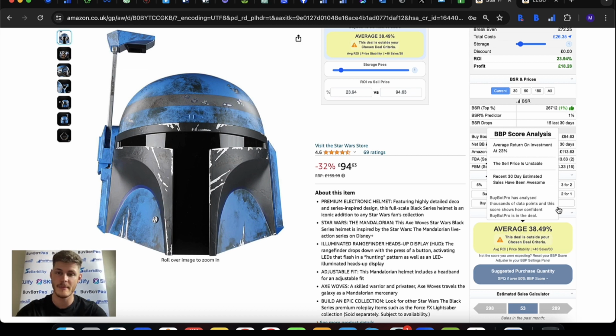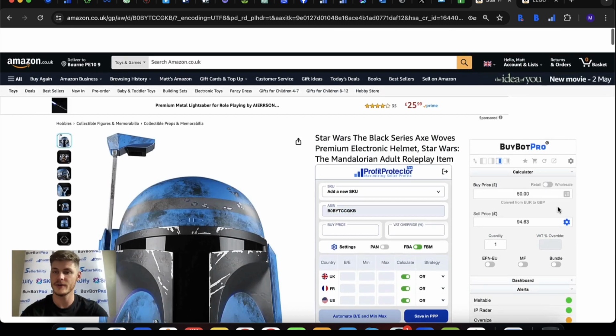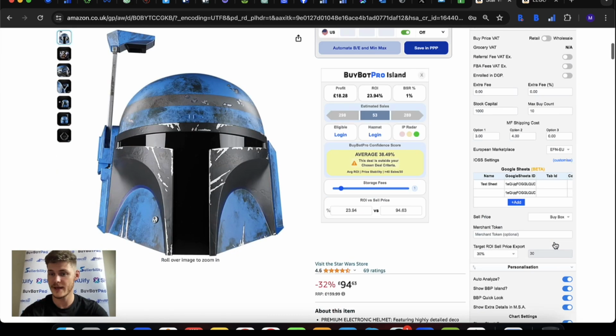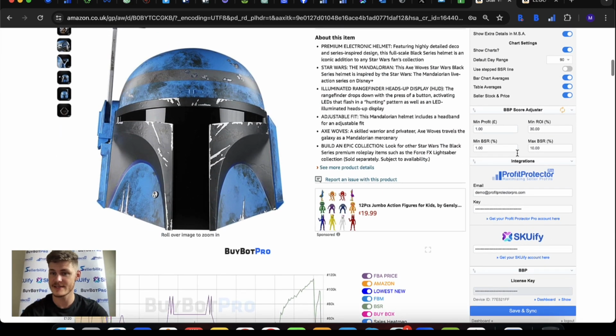It saves us from a bad buy, and one of the other major things that affects it is this criteria right here. So we can set a minimum profit, ROI, and min-max BSR parameters. If you're wondering why you'd want to set a minimum BSR, particularly if you're new to selling on Amazon, you might not want to compete with people in the top 1%, because you know that they're going to be the most competitive listings.